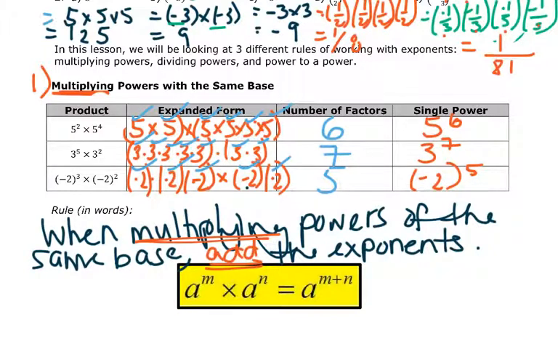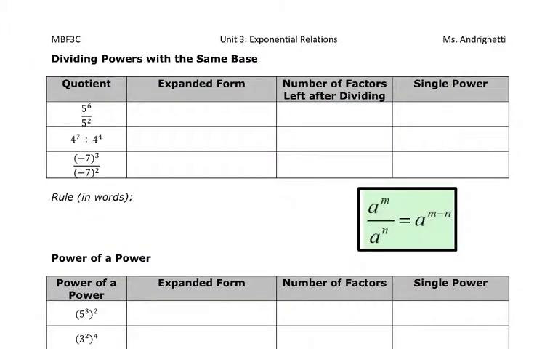Okay, so anytime we see a problem that looks like this one, where we've got powers of the same base, and we're multiplying, all we have to do is add those exponents, and it's going to get us to the final answer. Okay, let's work on rule number 2. We've got 1 down, 2 more to go. So flip over the page.